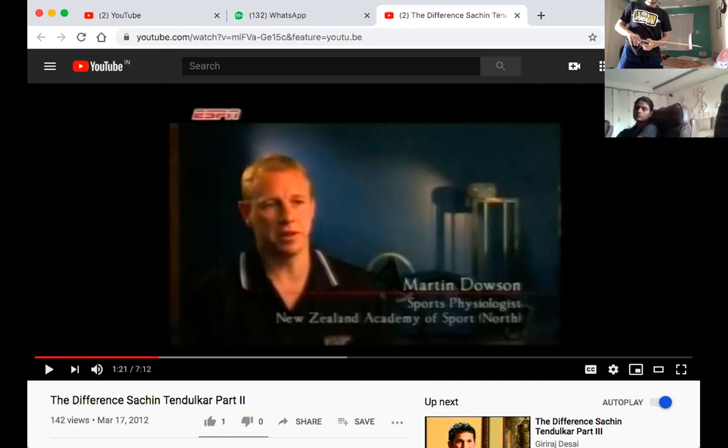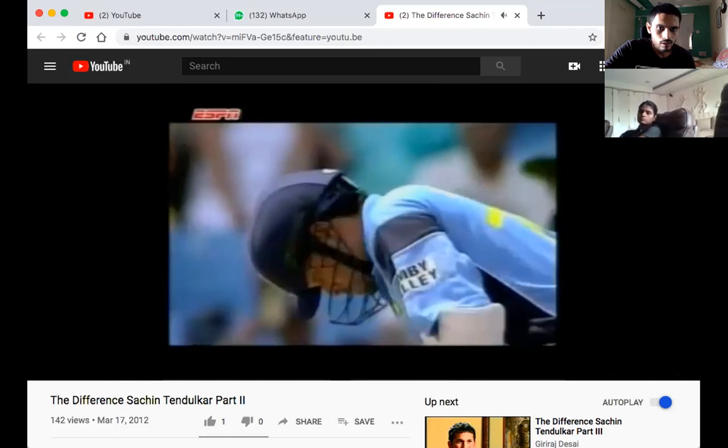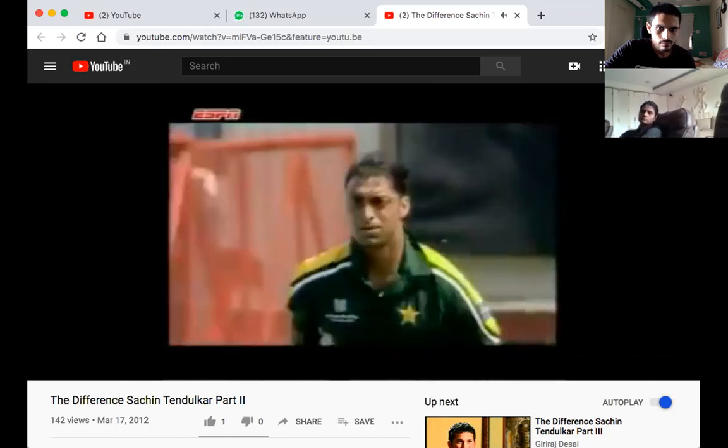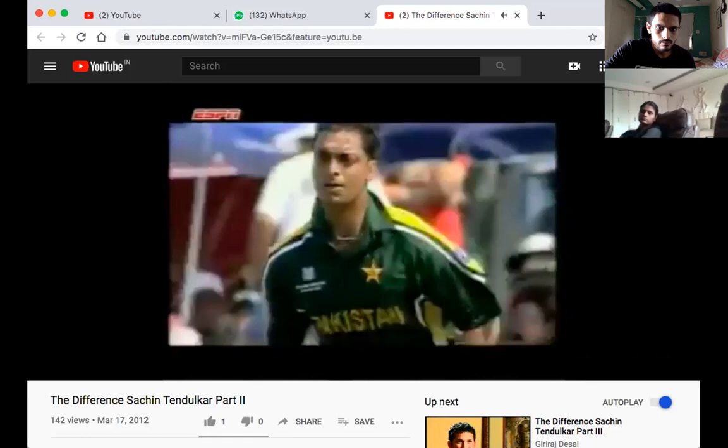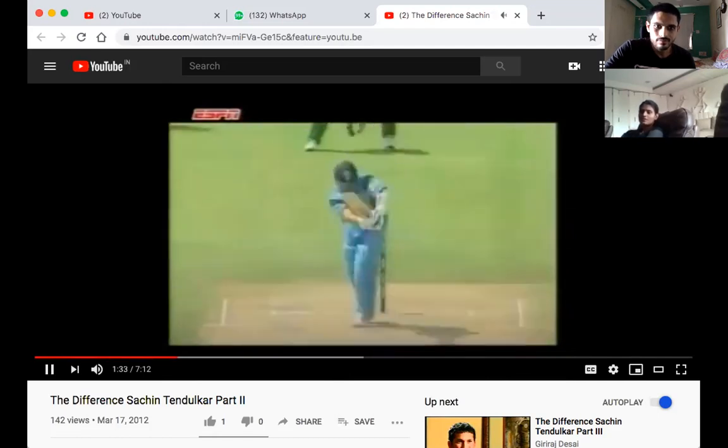I think this guy is also a sports physiotherapist. He's going to probably explain the same thing. We find generally that the world's greatest batsmen are actually of short stature, and the reason for that is to be able to use their short levers. You heard what he said? It's because for them to be able to use their short levers effectively, move quickly and obviously react.